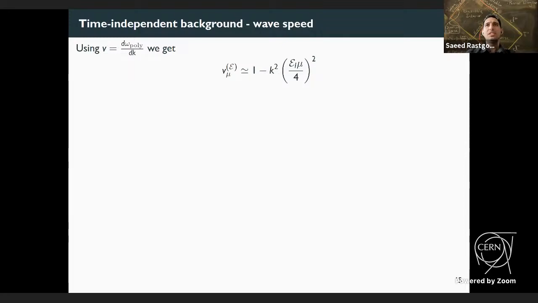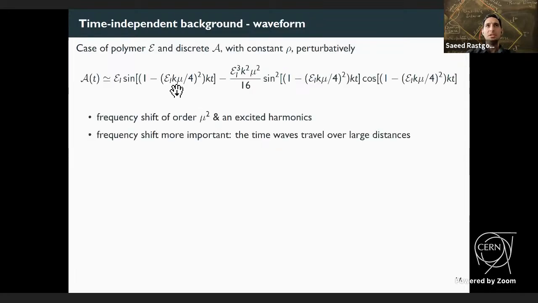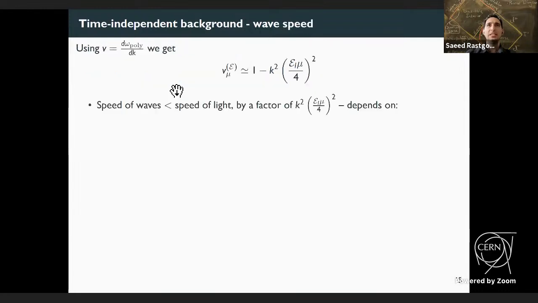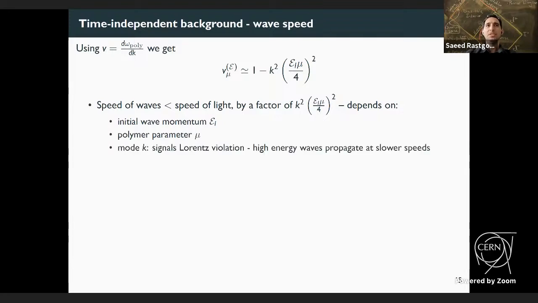Also about the velocity, you can find it from the group velocity of the equation that you found before. From this, you can find that it is the speed of light, basically, minus some value. That value depends on your mode and also on your mu and the initial value of the momentum of the wave. So you see that the speed of waves is always smaller than the speed of light by this factor. And this depends on the initial momentum. So the larger the momentum, the smaller the speed will be, and likewise for the polymer scale, obviously, and the mode.